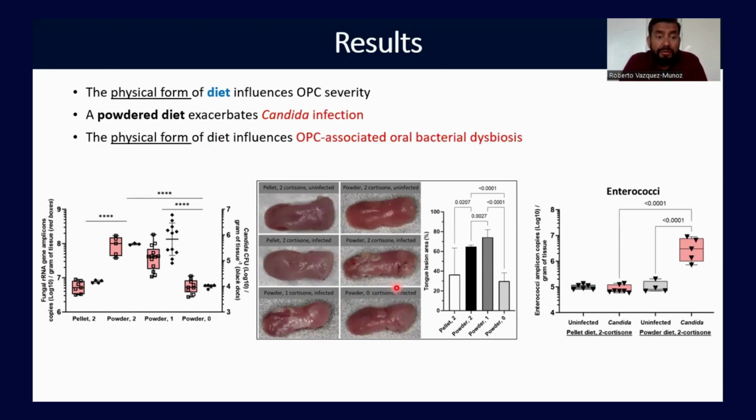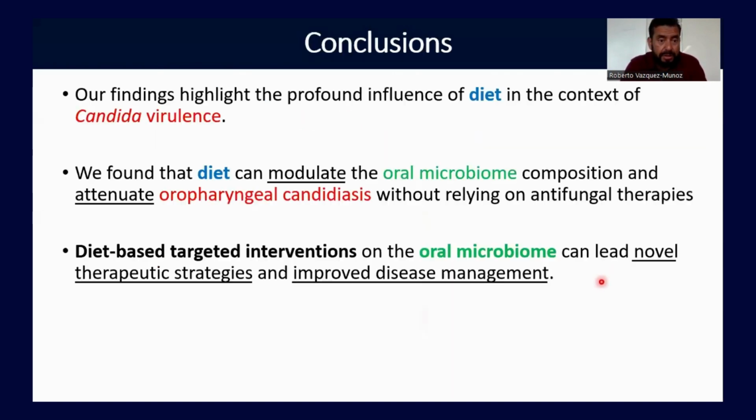And also the physical form of the diet influences the oral bacterial dysbiosis. For example, we have mice under the pelleted diet, and when they are infected with Candida, Enterococci, which are associated with Candida infection, remain about the same as in the uninfected mice, but under the powdered diet, Enterococci biomass increases by several orders of magnitude.